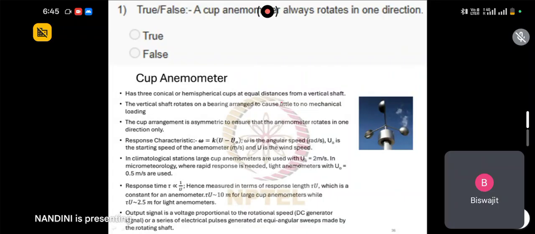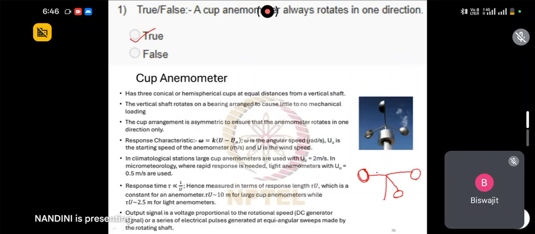A cup anemometer always rotates in one direction. The answer is true. A cup anemometer basically has three conical or hemispherical cups at equal distances from a vertical shaft. So you have a vertical shaft like this, and then three cups connected with a metallic arm.